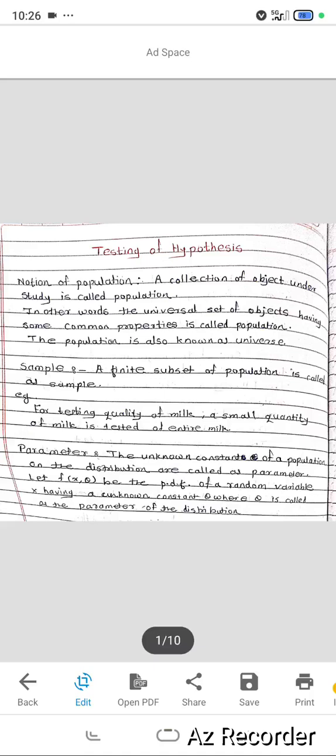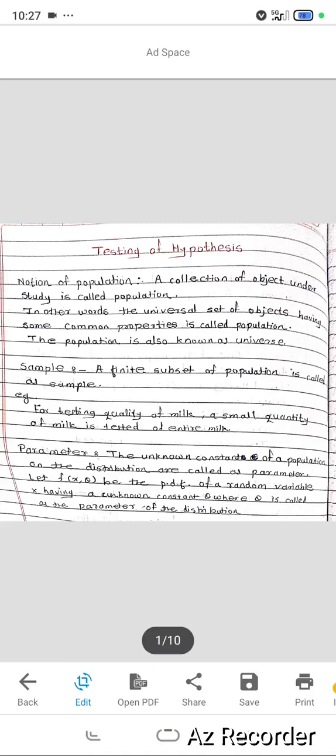Sample means what? From the whole population we have to take a sample. If we have 100 students and we have to check their performance level, then we choose 10 students out of them, then that's called sample. 10 students, this is our sample, and 100 students, this is our population.